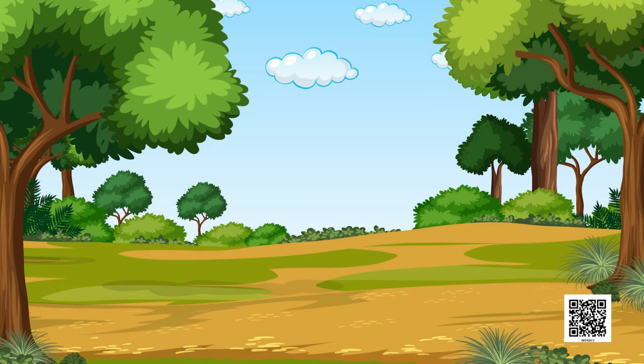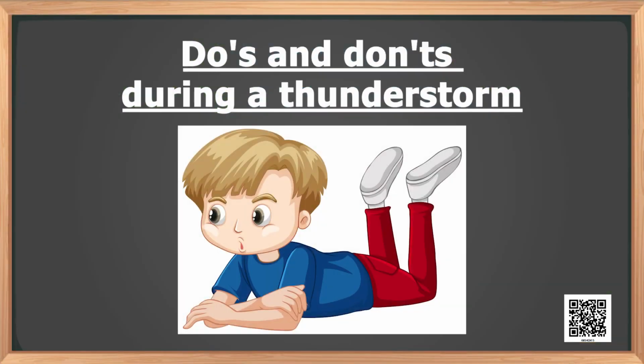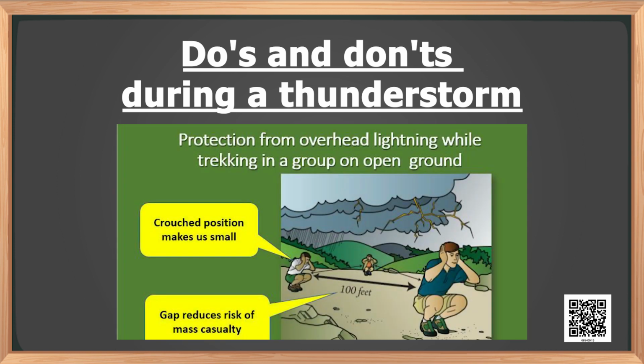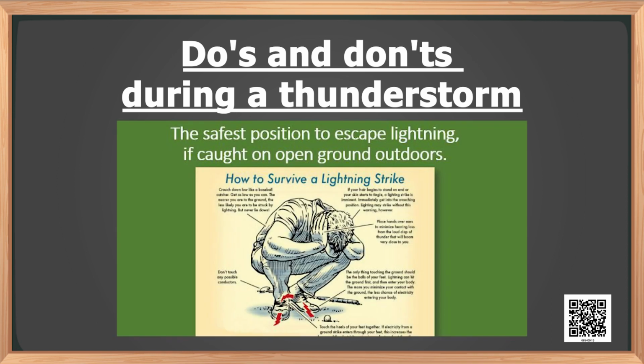If there is no shelter available and we are in an open field, we should stay away from all trees and poles or other metal objects. We should not lie on the ground. Instead, we should squat low on the ground or place our hands on the knees with head between the hands. This position makes us the smallest target to be struck, as you can see in this picture.